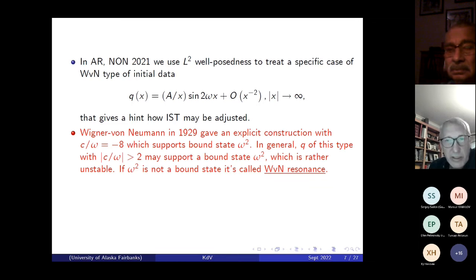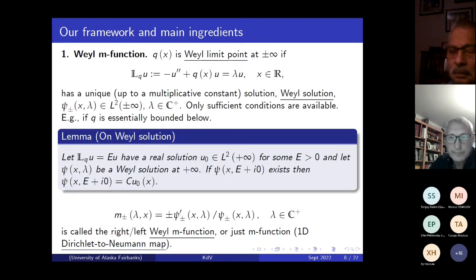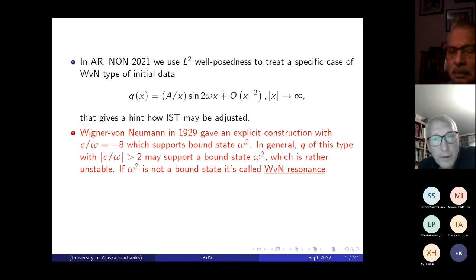And in most cases it doesn't, but instead there is a so-called Wigner-von Neumann resonance at this point, which can be transformed into a bound state with a small perturbation, or killed with this small perturbation. An interesting feature of such a potential: if A over omega is greater than 1 over radical 2, then as Martin Klaus showed in 1982, such potentials may have infinite negative discrete spectrum and finite otherwise.